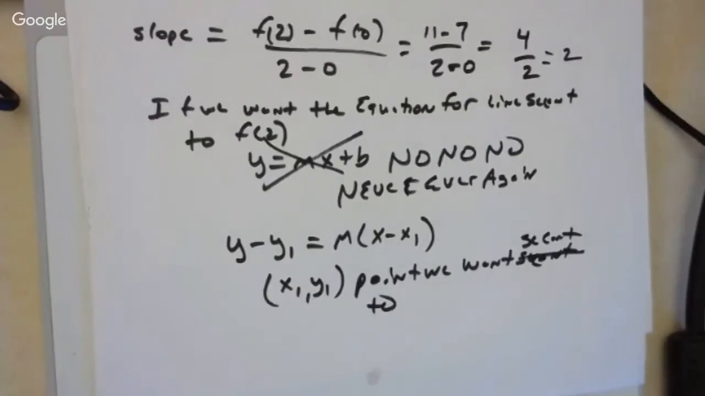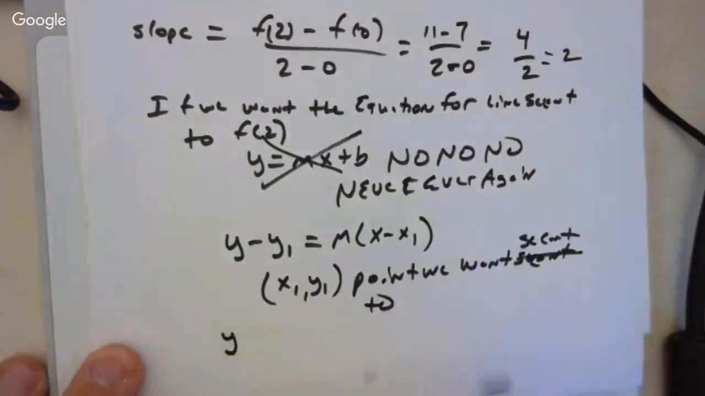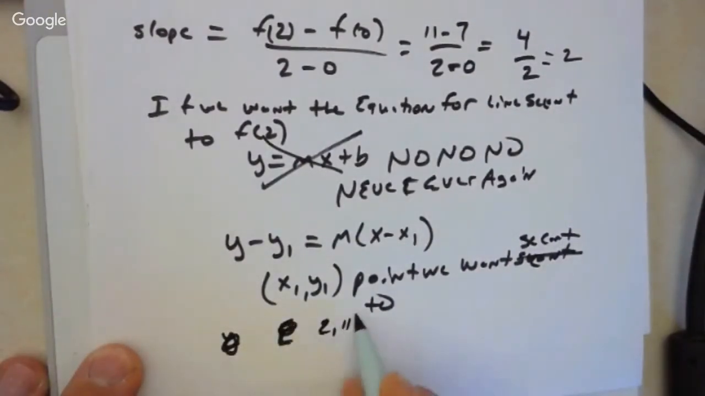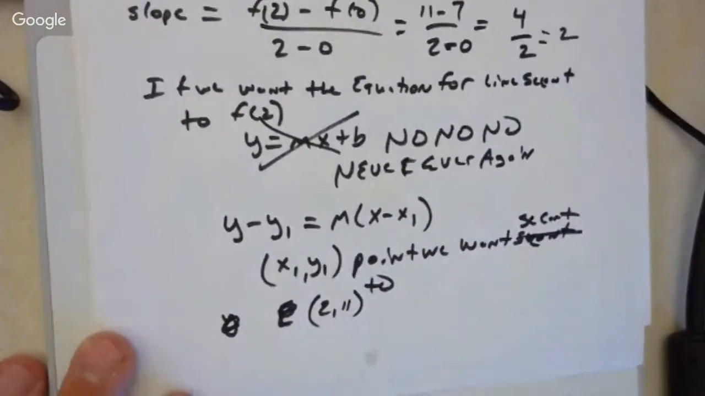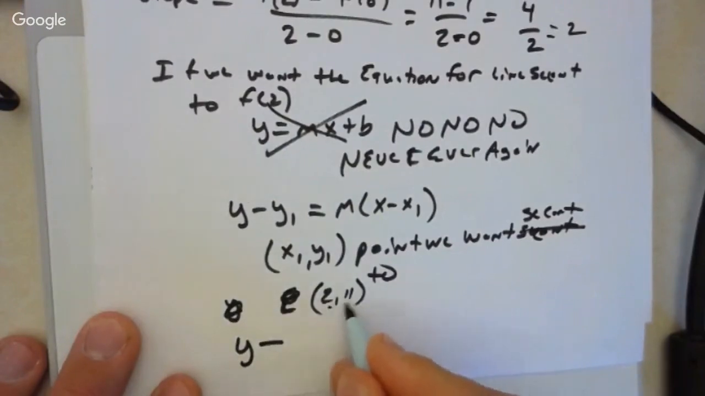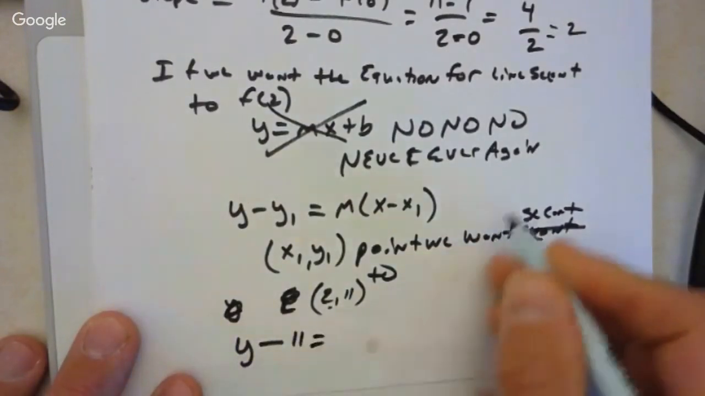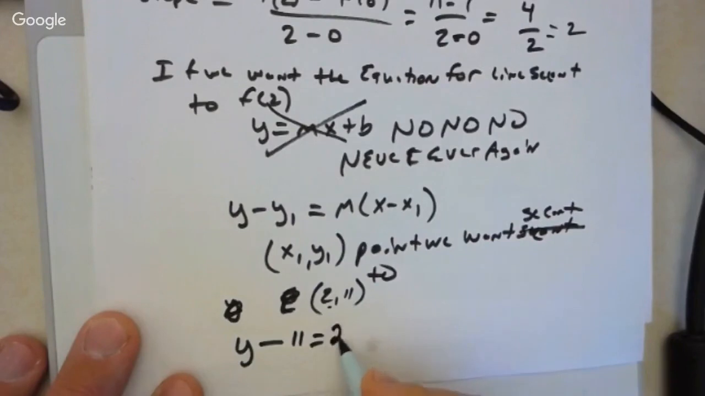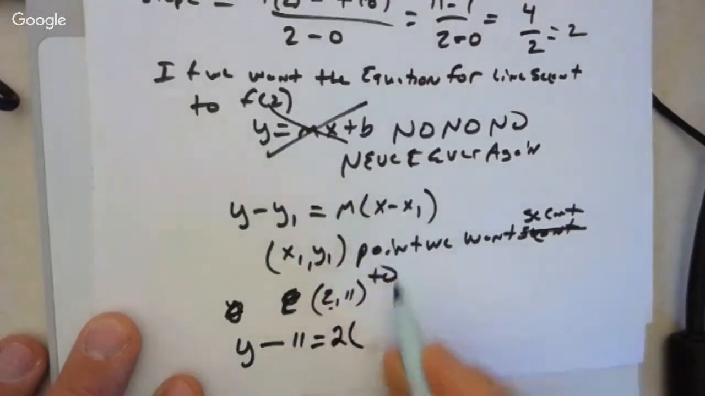Okay, so what's the point we want to be secant to? 2. All right. So okay, wait a minute. 2 comma what? 11. Right. That's where we want to be secant to, later tangent to. Secant to (2, 11). Okay, that's great. So we have y minus the y value. What's the y value of that puppy? 11 is equal to our slope, which is 2, times x minus our x value. What's the x value? 2.